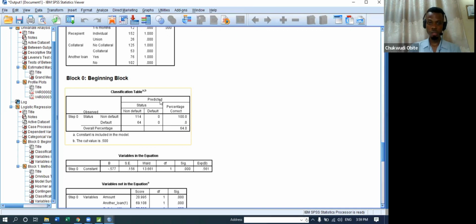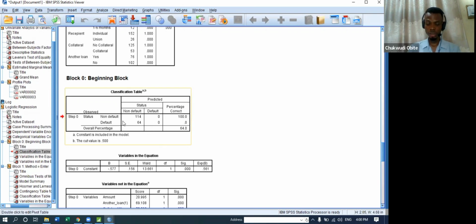This is when the model doesn't have the parameters, the variables you are considering. The model only has the intercept. By intercept in regression, I'm talking about B naught. When the model has only B naught, without X1 and B1, X2 and B2, up to Xn and Bn, that means all the variables we are considering are left out.